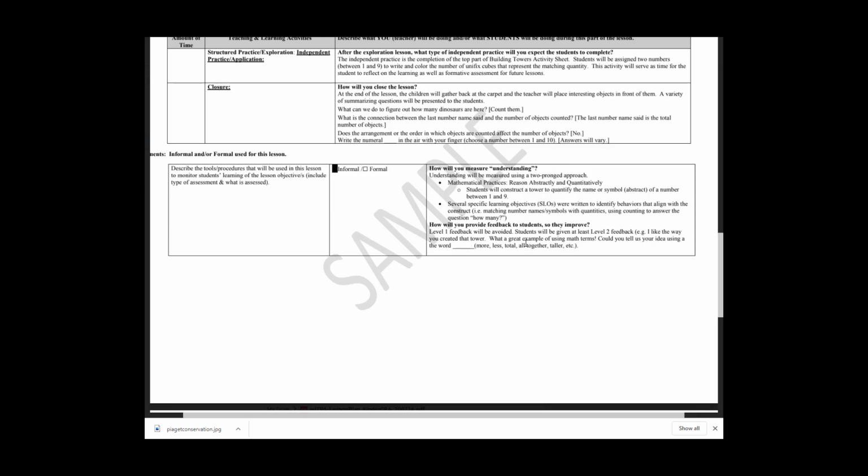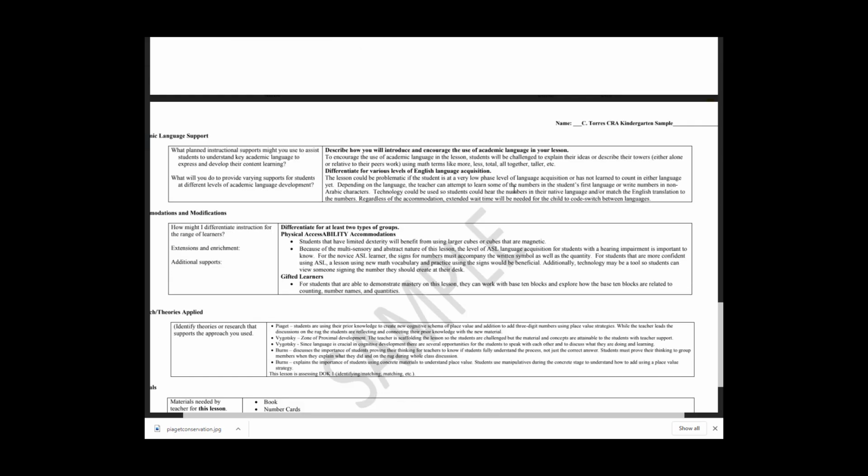I want to avoid that because we just want to avoid level 1 feedback in general. I would give the students at least level 2 feedback and things like, I like the way you created that tower. What a great example of using math terms. Could you tell us your idea using this word, whatever, right? Using the word less, something like that.